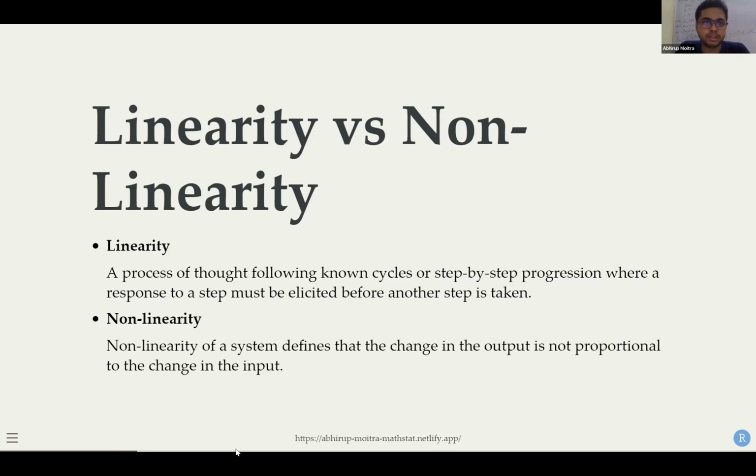If you are quite familiar with probability and statistics, you have often heard about the independent variable or dependent variable and the linear relationship. Non-linearity is a term used in probability and statistics to describe a situation where there is no linear relationship between an independent variable and a dependent variable.